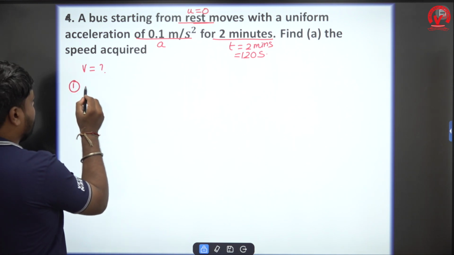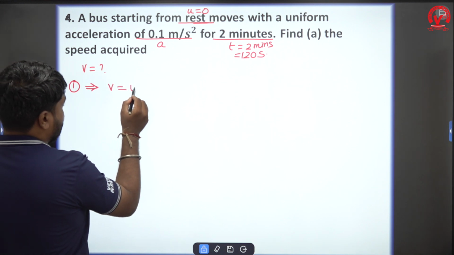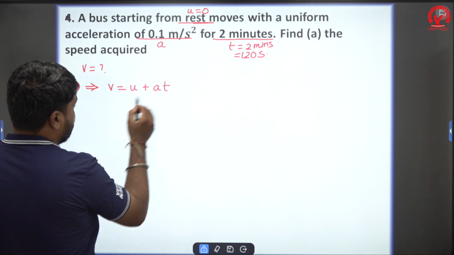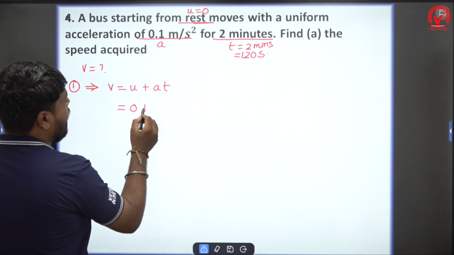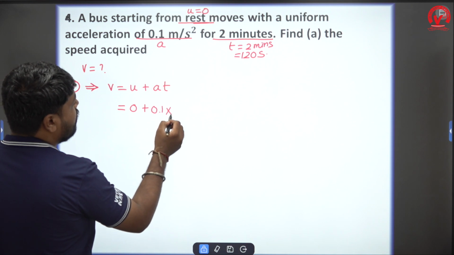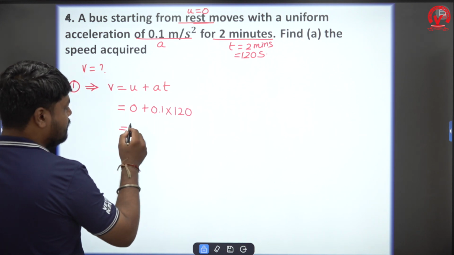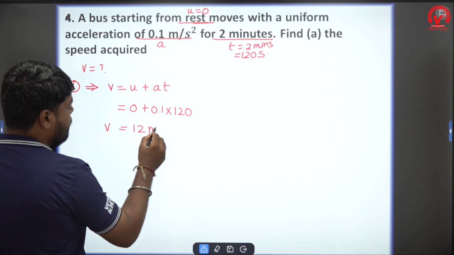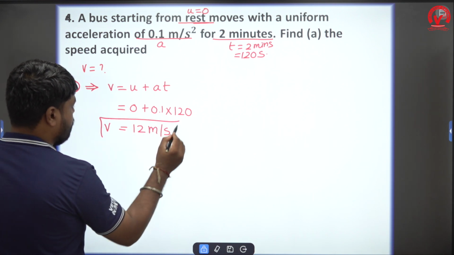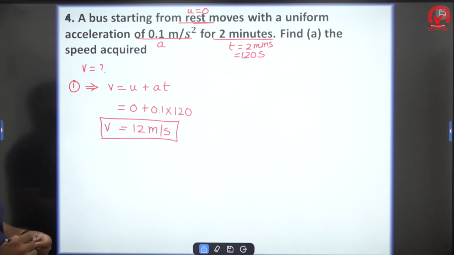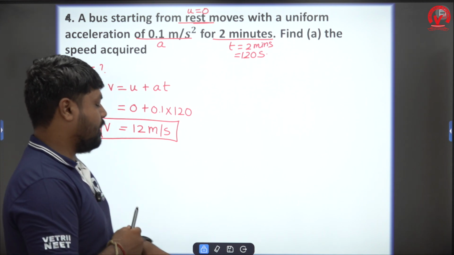What equation? First equation. V is equal to u plus at. So u is how much? 0 here. A is 0.1. T is equal to 120. So 120 into 0.1 is 12. So V is equal to 12 meter per second. Okay.